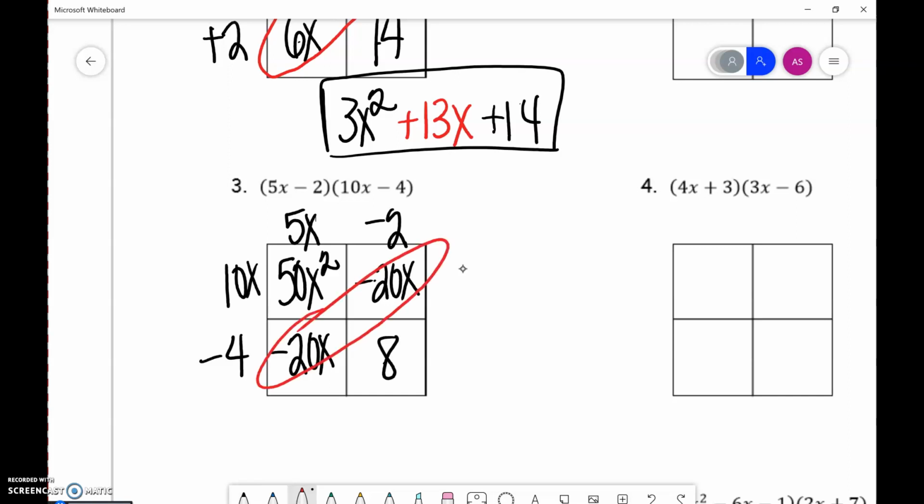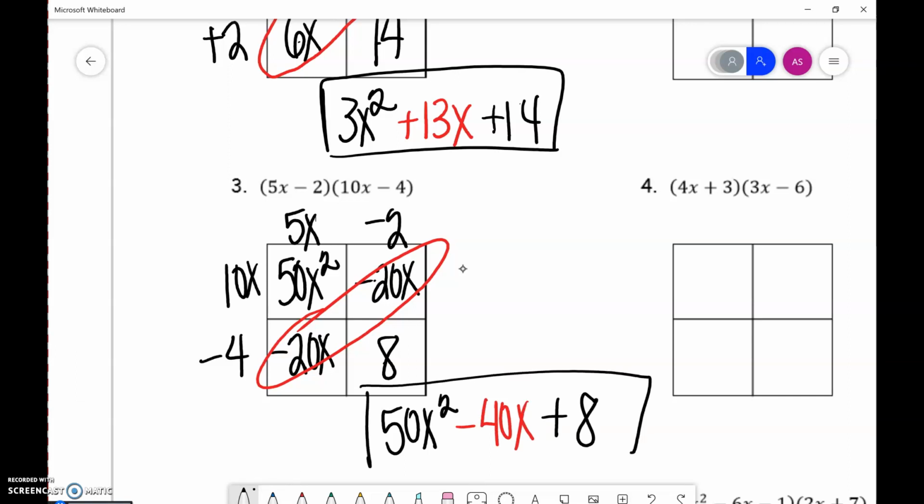Again, my like terms are across from each other. So I have 50x squared. Then my like terms are negative 20x plus negative 20x. That's going to give me negative 40x. Then I have plus 8, and that's my final answer.